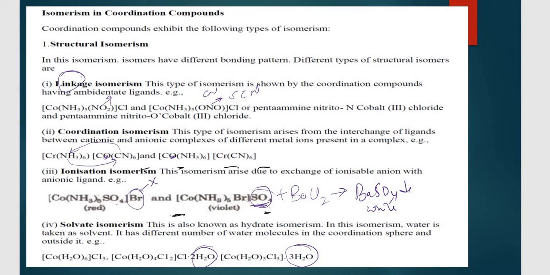And water is a solvent. So it is also called solvate isomers. Now the different number of water molecules are there inside and outside the coordination complex. Okay, isn't that easy?